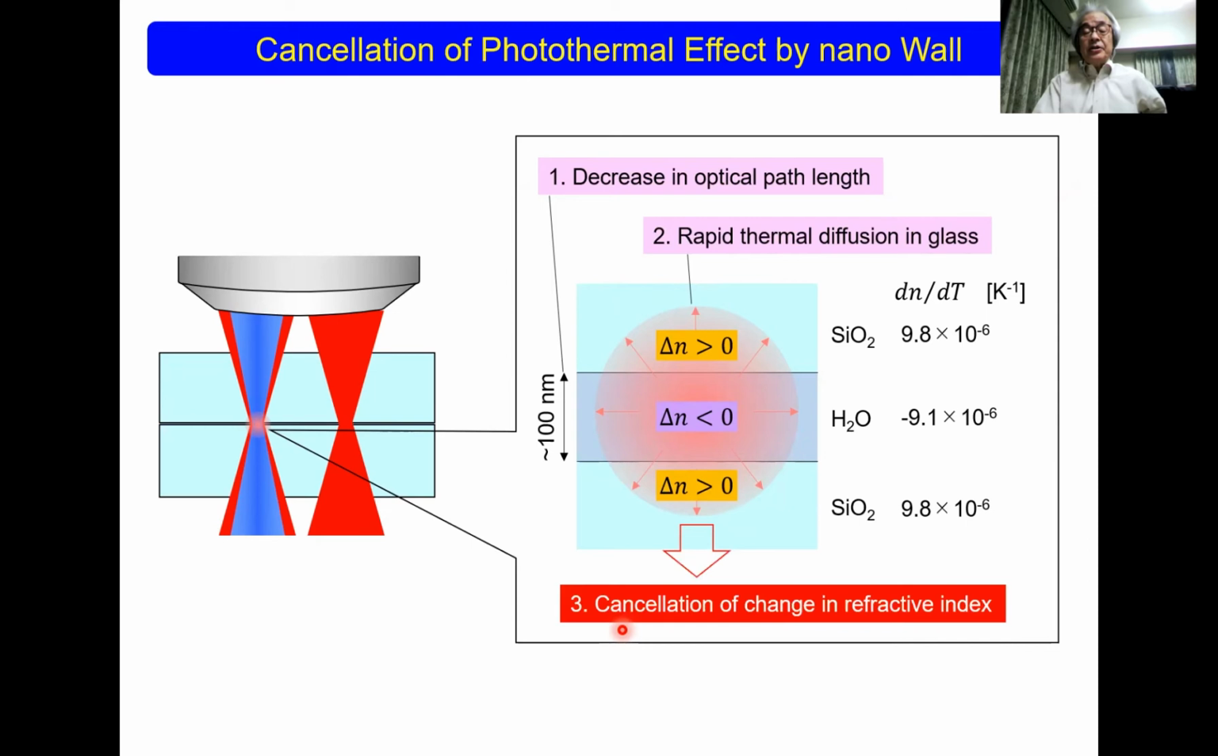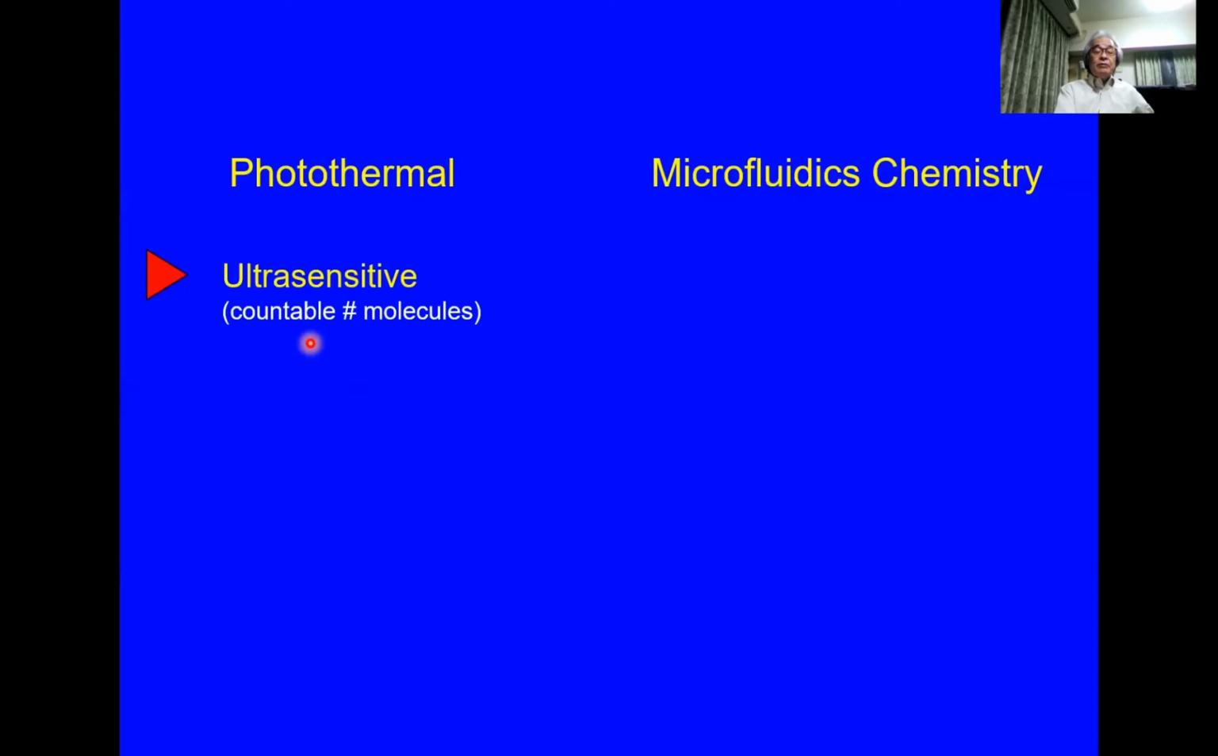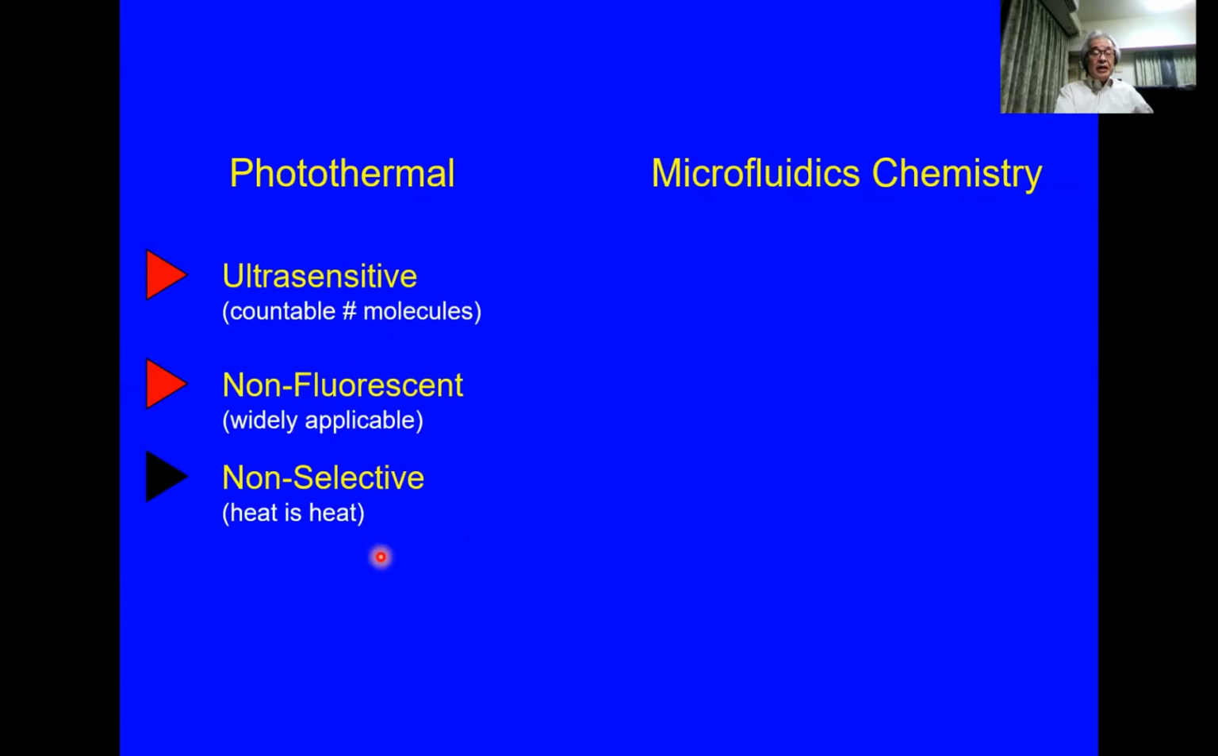So like this way, we went into the single cell at countable numbers experiment by using the photothermal detector. And this is a conclusion. Photothermal spectroscopy is brutally sensitive; even a countable number of molecules can be detected. And it's widely applicable, because our target is a non-fluorescent one. And the demerit is non-selectivity. The heat is heat, so it cannot distinguish between molecule A and molecule B. So the selectivity is quite low.